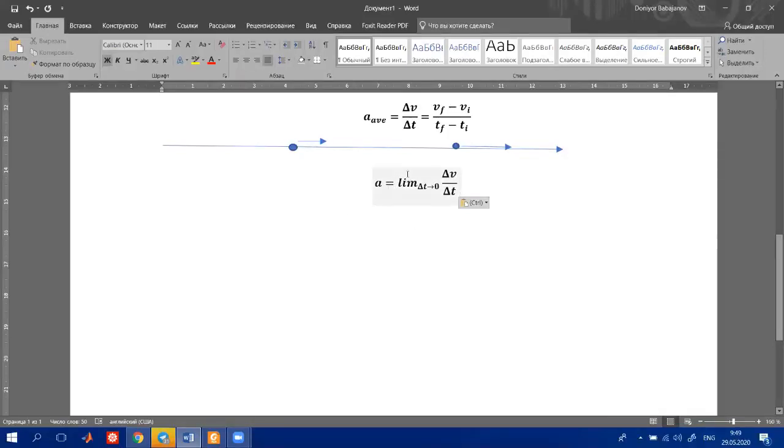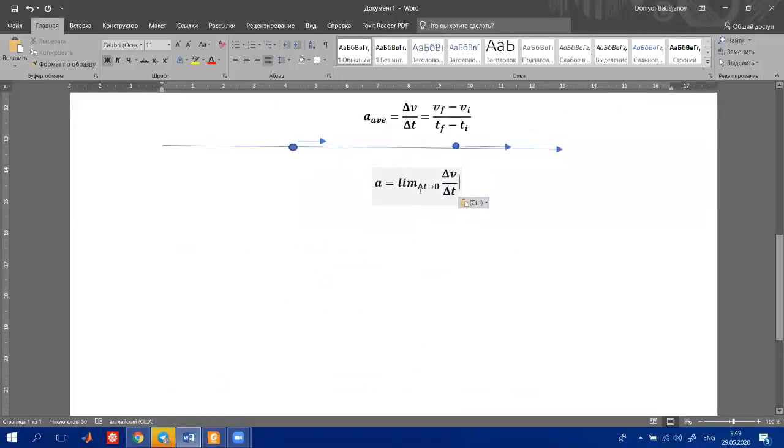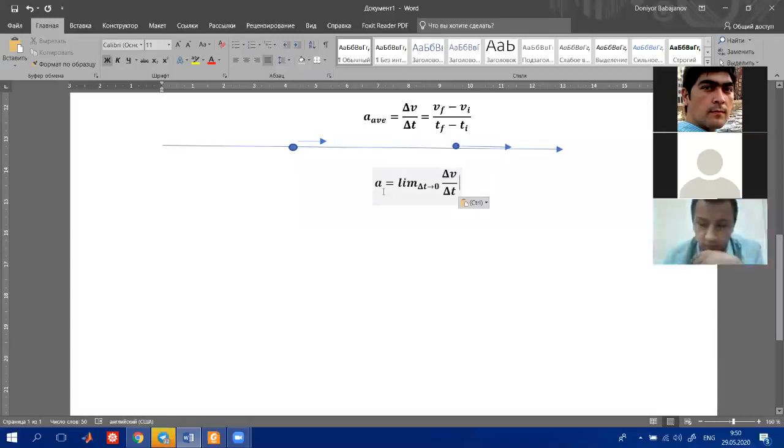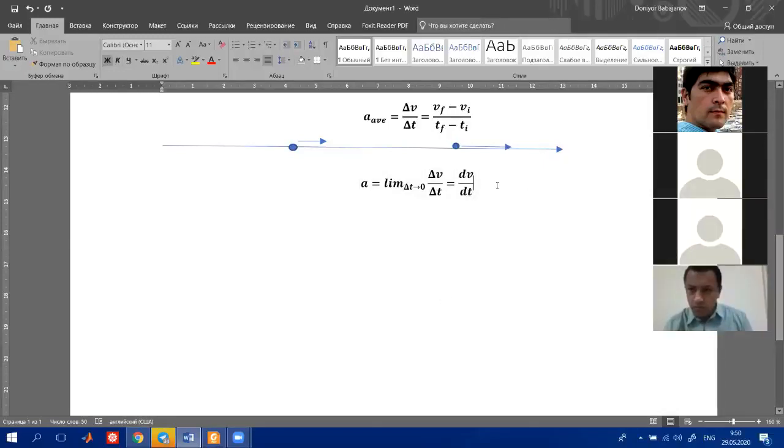When acceleration changes with time, as I showed in the first test, then it's better to define instantaneous acceleration, the acceleration at that instant of time. So that means acceleration can change during the motion, and then we can define acceleration by using delta V over delta T. This is instantaneous acceleration. And this is the definition of derivative, dv over dt, the time derivative of velocity.